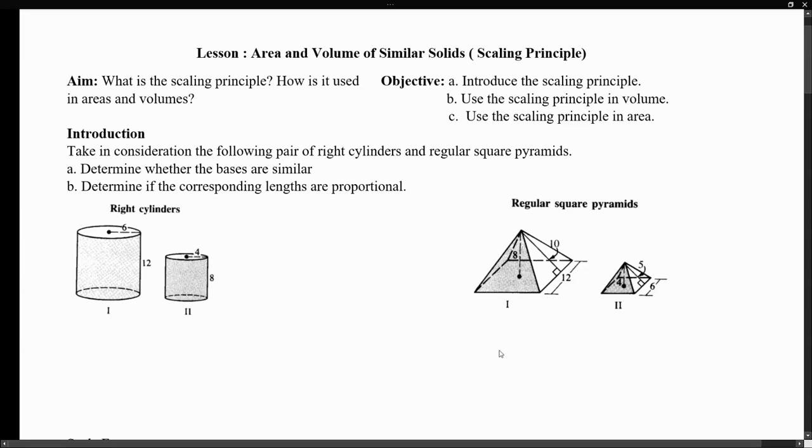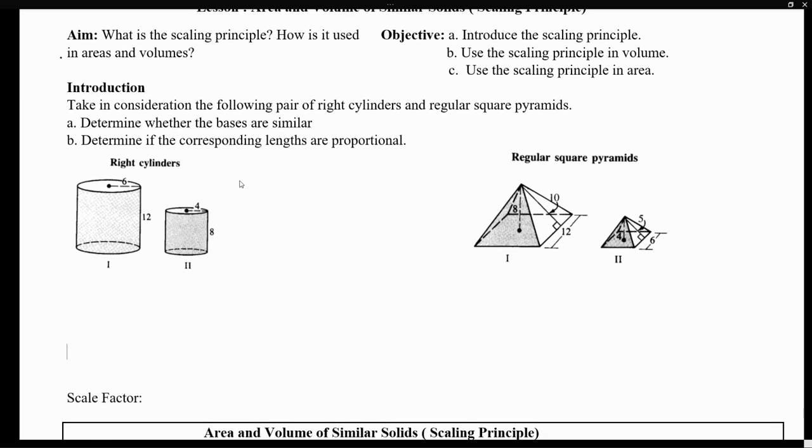In this lesson, we will talk about the area and volume of similar solids, and then we're going to talk about the scaling principle. So let's get started. Let's start by looking at the introduction question, which states, let's take into consideration the following pair of right cylinders and right square pyramids. Here we have our right cylinder, and here we have our regular square pyramid.